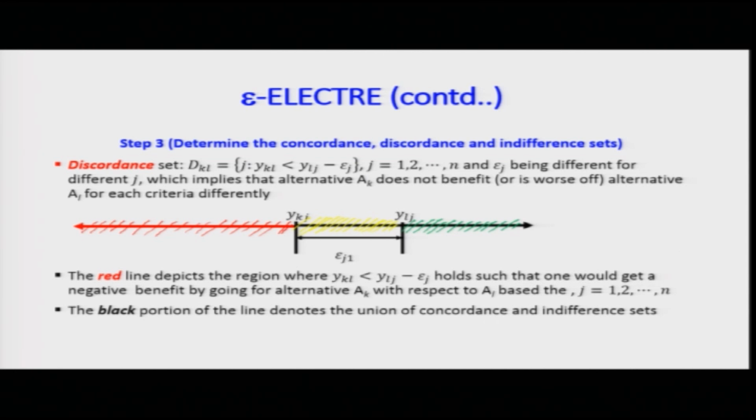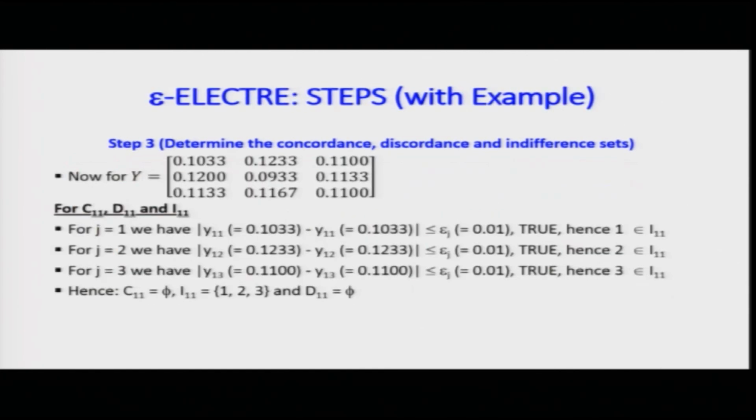discordance concept. The black portion again would basically denote the union of the concordance and the discordance set. So, concordance, this is the value in indifferent and this is the value for the concordance. So, we have this black line. I should have drawn it, but I have omitted it.